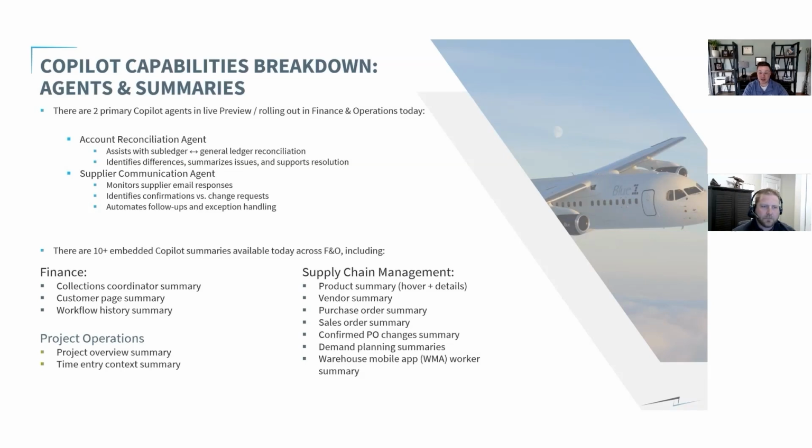There are over 10 embedded Copilot summaries available today. We're not going to touch on every single one, but the key thing to note is that they're grouped into three different categories: finance summaries, project operations, and supply chain management.